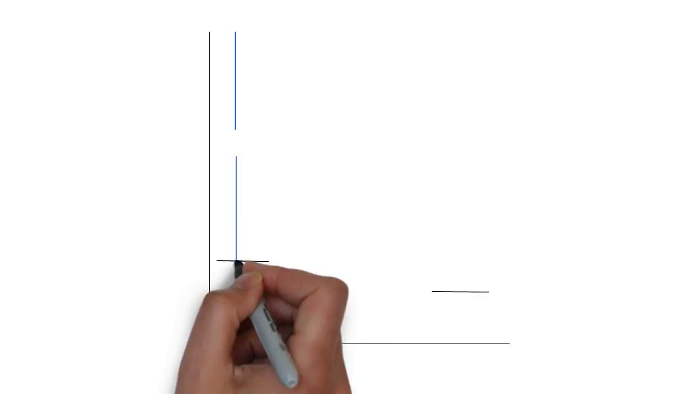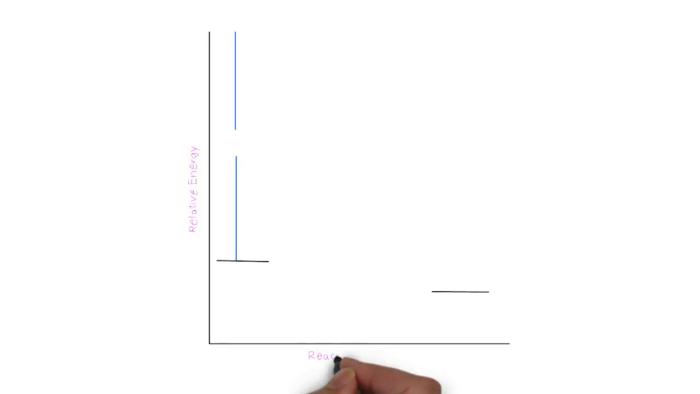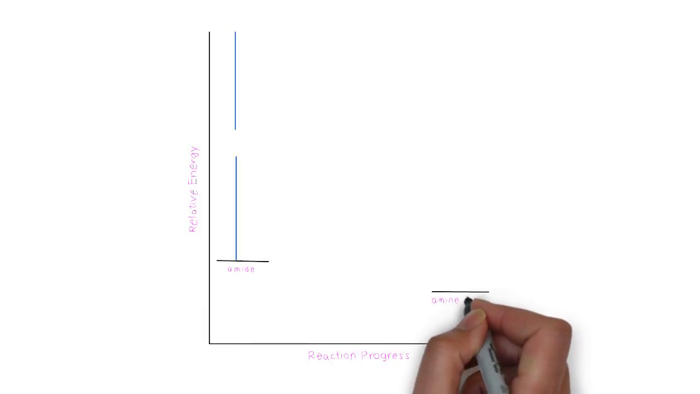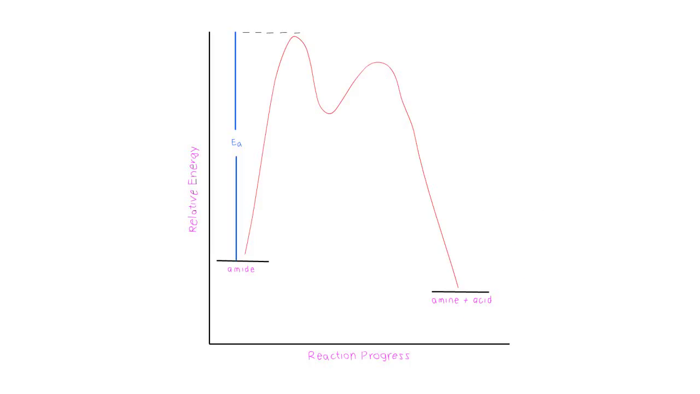Let's go back to the basics and look at how an enzyme might achieve this. To get from an amide to an amine plus an acid, we jump over a barrier, and that barrier is called a transition state. And then we fall down into a well, which is called an intermediate, and jump over another barrier, another transition state, and finally to the product.